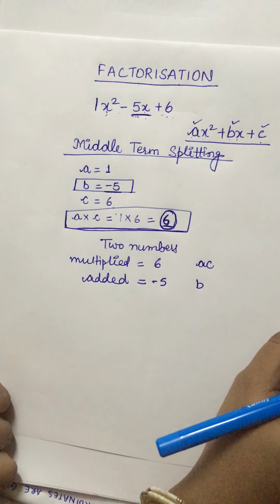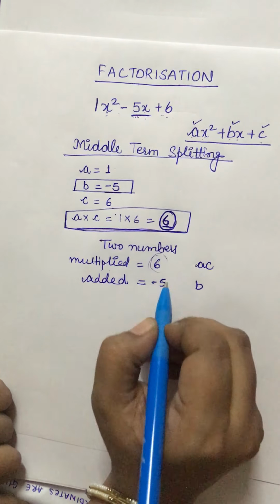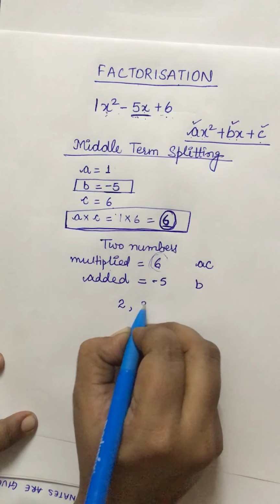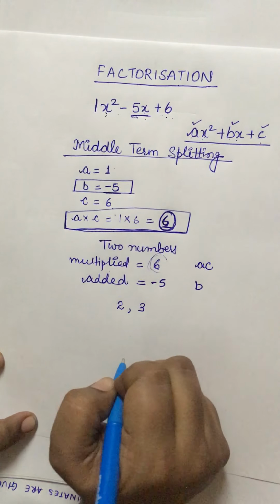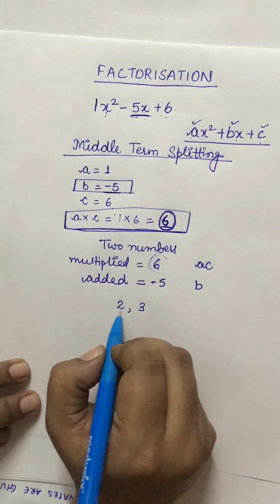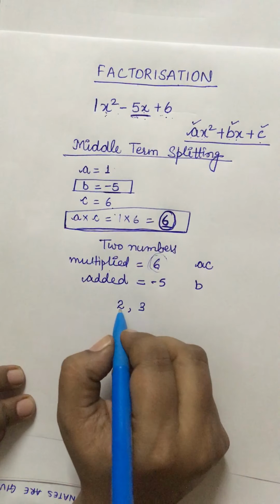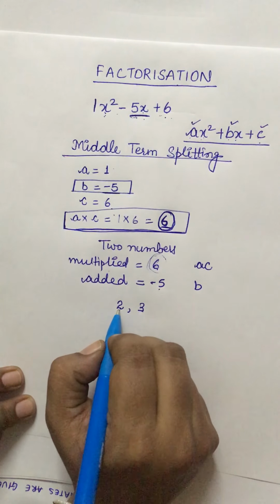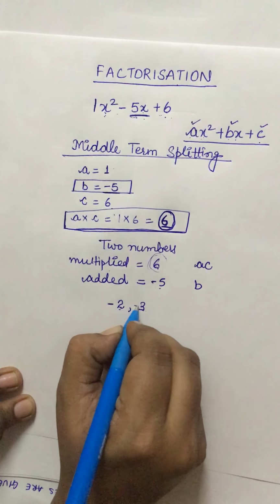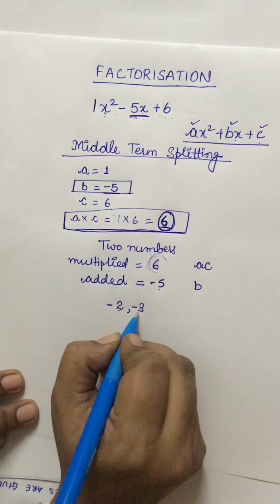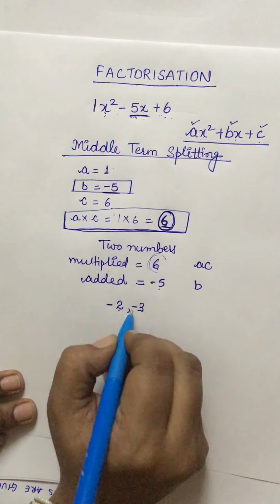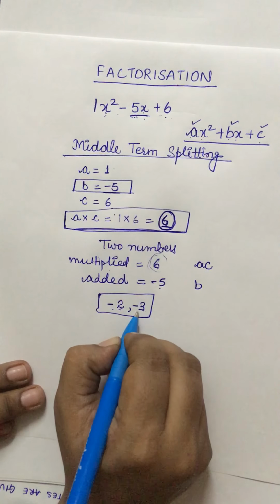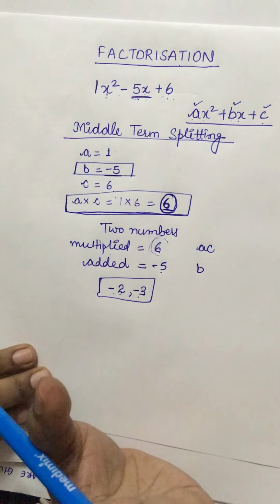Now for this, we need to find out the factors of 6 which will multiply and give us 6. So factors of 6 are 2 and 3, right? It may be 6 and 1 also, but we have to find out two factors which when multiplied give 6 and when added give minus 5. 2 and 3 if added will give you positive 5. So if we put minus here, minus 2 and minus 3, both when added will give you minus 5, and both when multiplied will give you positive 6, right? So the required two numbers are minus 2 and minus 3, right? So 60% of our job is done here.